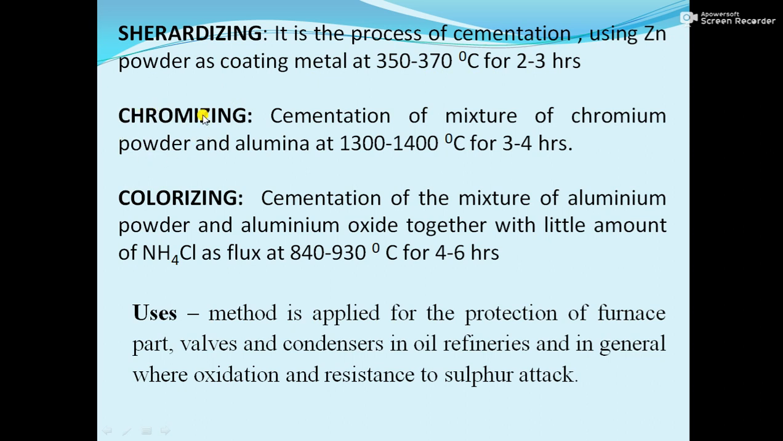If we are saying chromizing, this is cementation of chromium powder and aluminium at 1300 to 1400 degrees centigrade for 3 to 4 hours. Then it is called calorizing when it is cementation of aluminium powder and a little aluminium oxide together with ammonium chloride at 840 to 930 degrees centigrade for 4 to 6 hours. This method is used for protection of furnace parts, walls, condensers in oil refineries, in general where oxidation and sulfur attack resistance is needed.